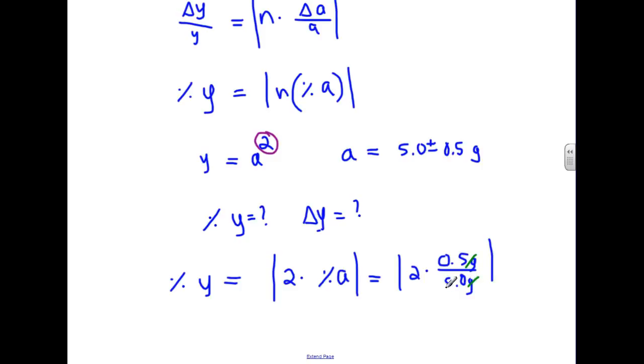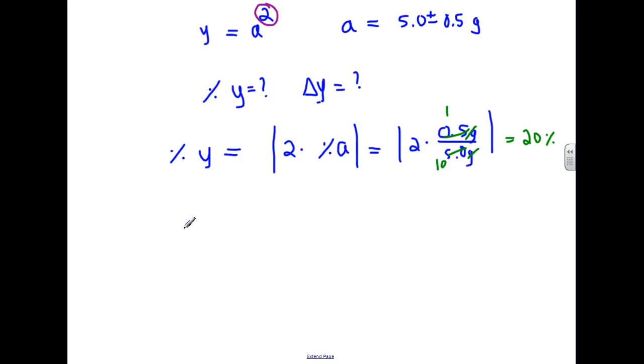0.5 over 5, well, if I multiply the numerator and denominator by 2, that's going to be 1 over 10. And then I multiply it by this 2. So we could call this 1 over 10 if we simplify, reduce. And then 1 over 10 times 2 gives us 2 over 10. So the answer is 2/10 or 20%.